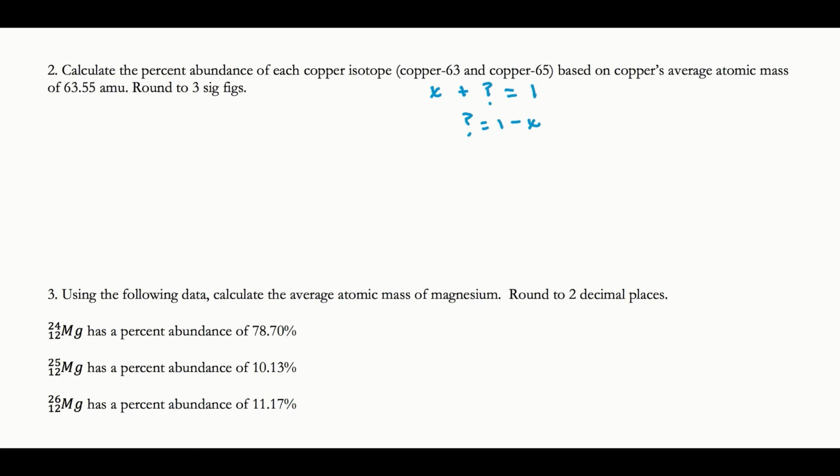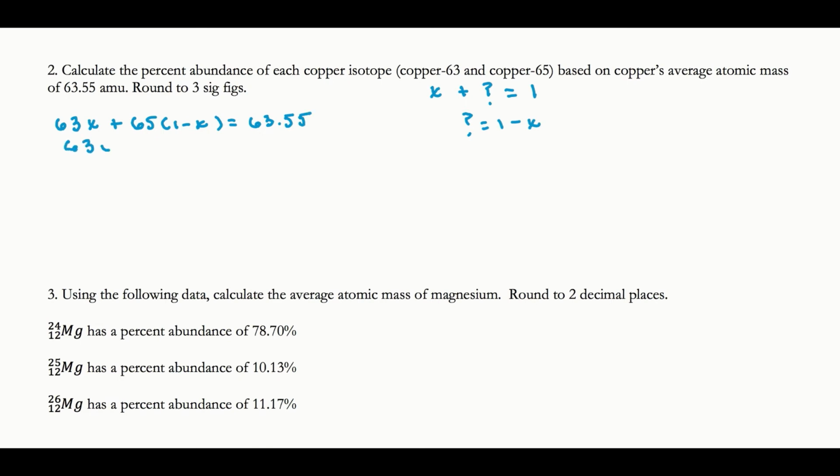So now what I can do is plug these 2 variables, X and 1 minus X, into my average atomic mass formula to determine the percent abundance of each isotope. So copper-63, we said, has a percent abundance of X. Copper-65 has a percent abundance of 1 minus X. And the average atomic mass of those 2 isotopes is 63.55. Okay? So now I'm going to do out the algebra.